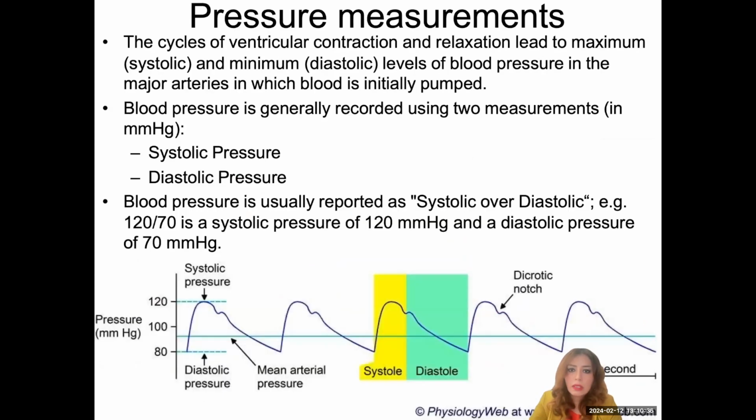Now, let's look at the systolic pressure and diastolic pressure details. Initially, the cycles of ventricular contraction and relaxation lead to maximum systolic and minimum diastolic levels of blood pressure in the major arteries in which blood is initially pumped. Generally, we may record using systolic and diastolic pressure measurements. Blood pressure is reported by these. For example, 120/70 is a systolic pressure of 120 millimeters of mercury and a diastolic pressure of 70 millimeters of mercury.